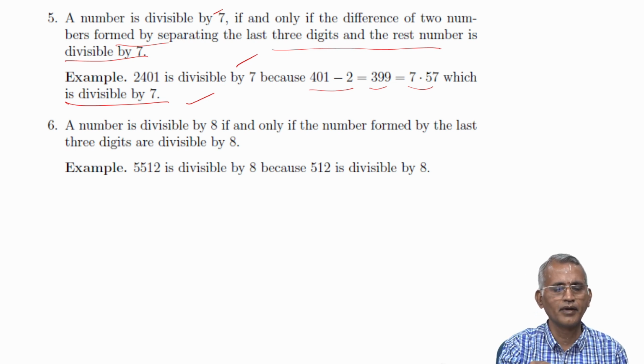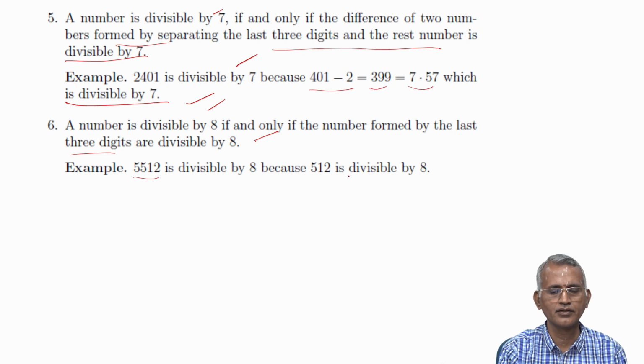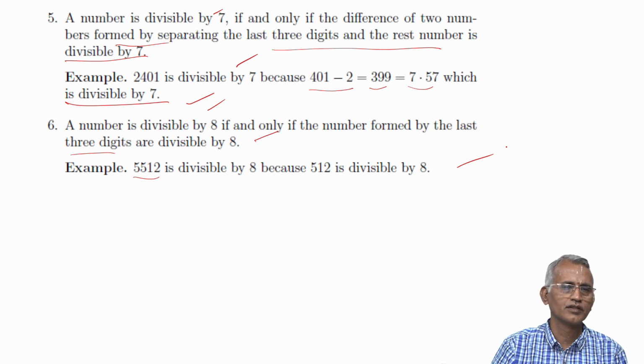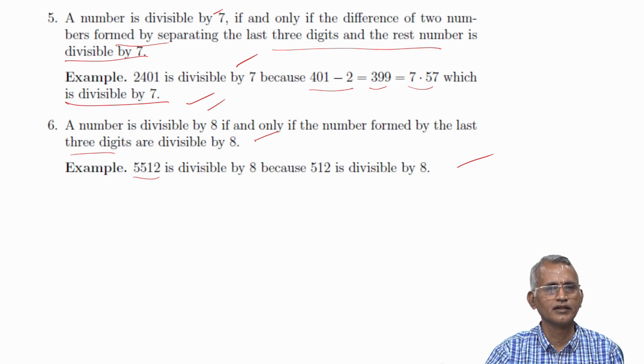A number is divisible by 8 if and only if the number formed by the last 3 digits is divisible by 8. For example, 5512 is divisible by 8 because 512 is divisible by 8. So this way we can express the sixth statement.